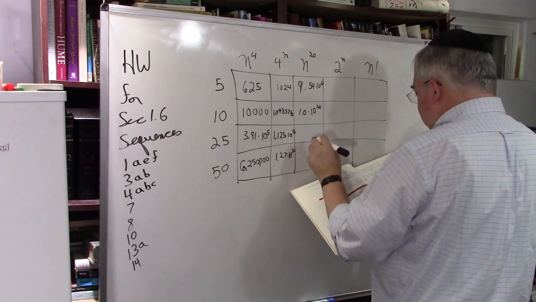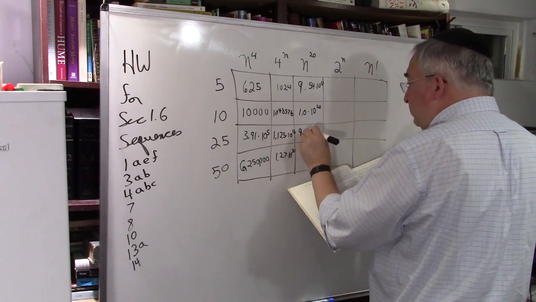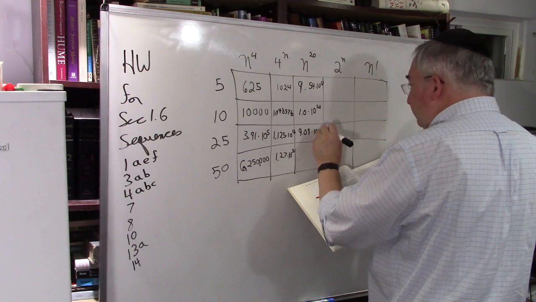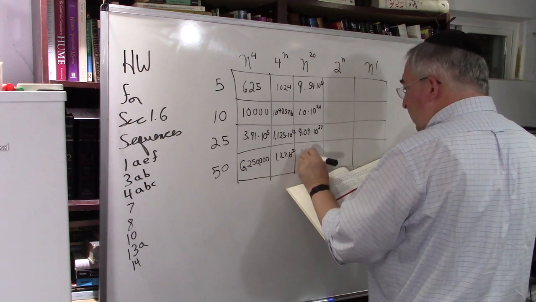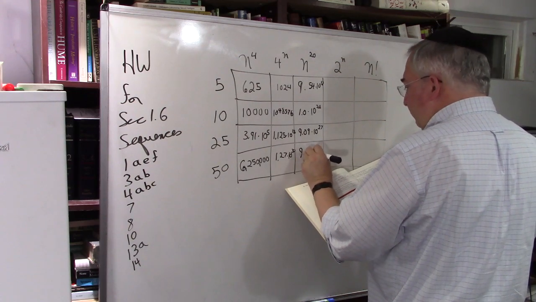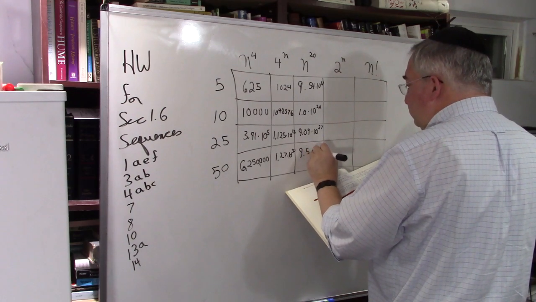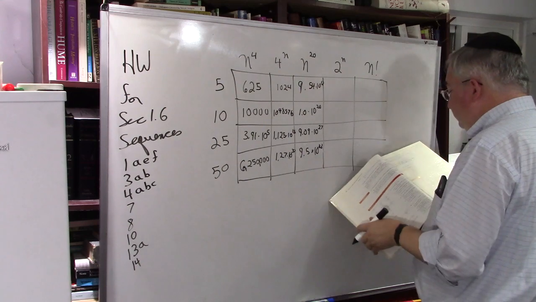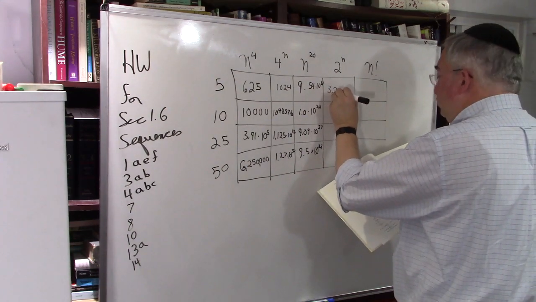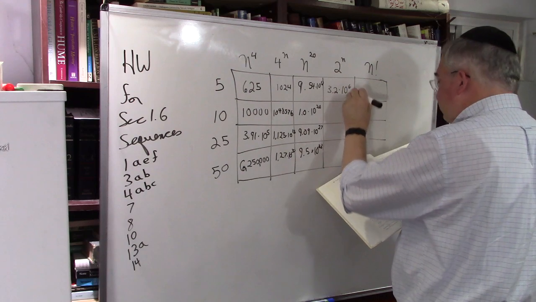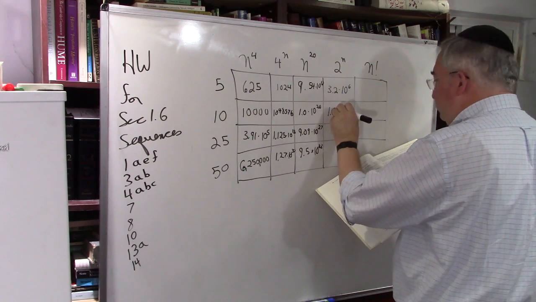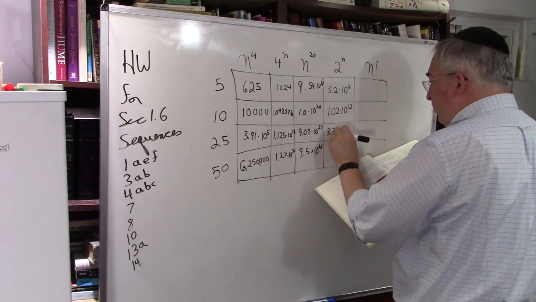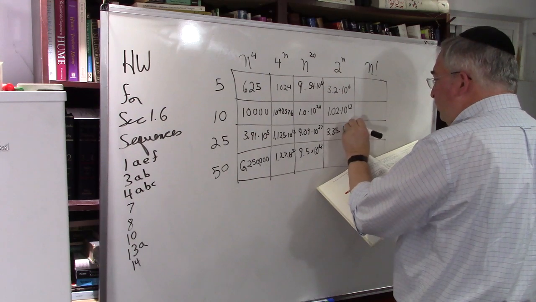I can't read my handwriting. This is 9.09 times 10 to the 27th. This is 9.5 times 10 to the 33. Okay. Next, this is 3.2 times 10 to the 6. This is 1.02 times 10 to the 13th. This is 3.35 times 10 to the 32.